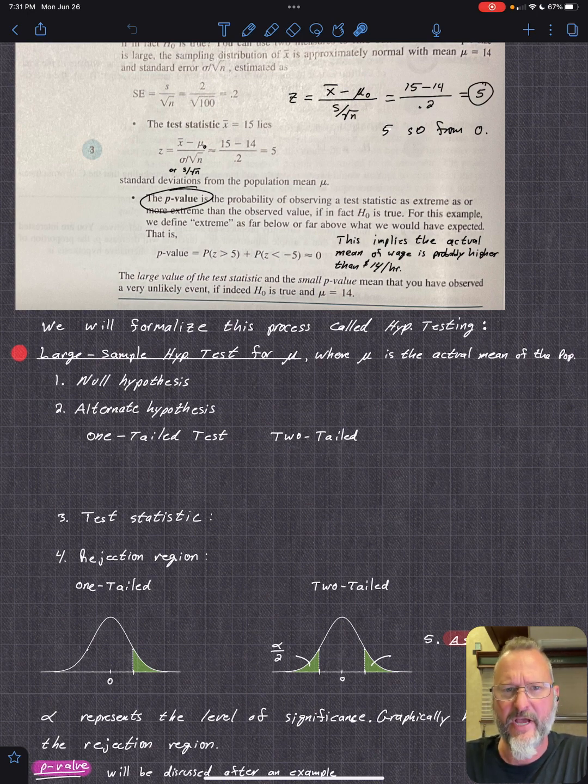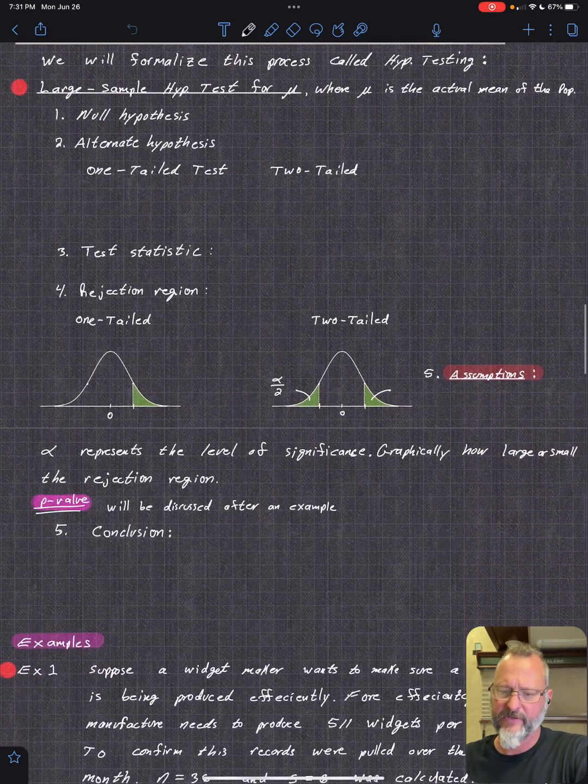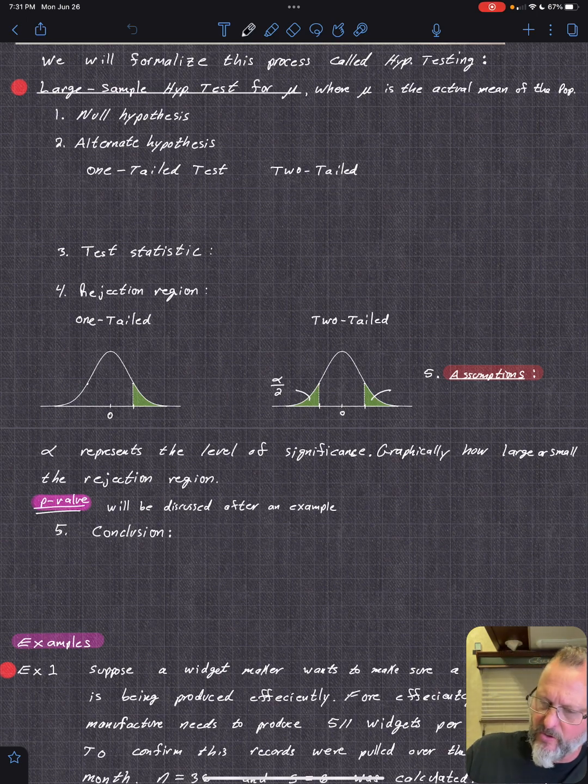Okay, so now we want to go through and formalize this concept. We formalize this process called hypothesis testing. This is how it goes, and I'll write out these steps in detail. This is for large sample hypothesis testing for the mean, mu. Mu is the actual mean of the population.